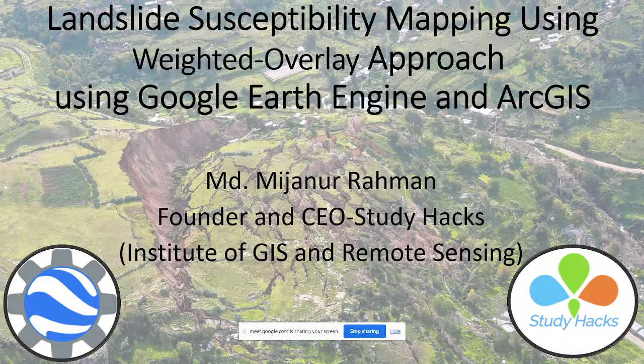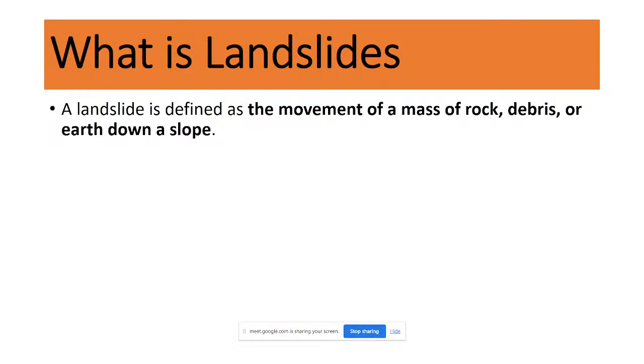Okay, so basically today I will try to discuss landslide susceptibility mapping using the weighted overlay approach, using Google Earth Engine as well as the ArcGIS software. Basically, a landslide is a geological phenomenon involving the downward movement of rock, soil, and debris. It can vary in scale, from small to large.